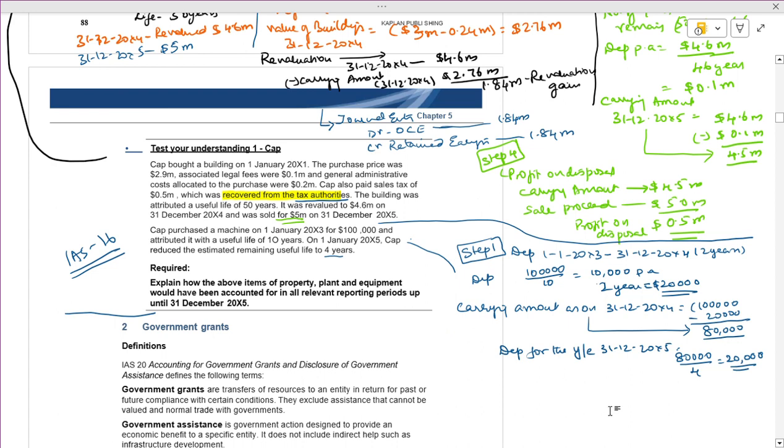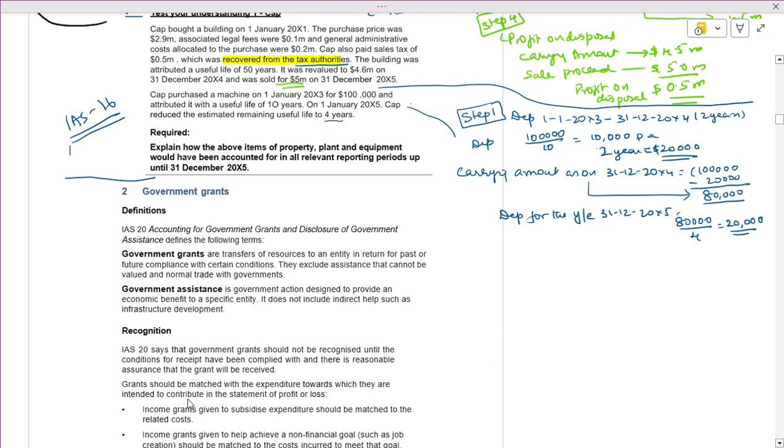Fine. Now, I will take three sessions here. There are 6 standards, and in every session I will cover 2 standards each. Now, you are talking about the government. Government will give grants to the companies. It comes under which category? It comes under IAS 20.